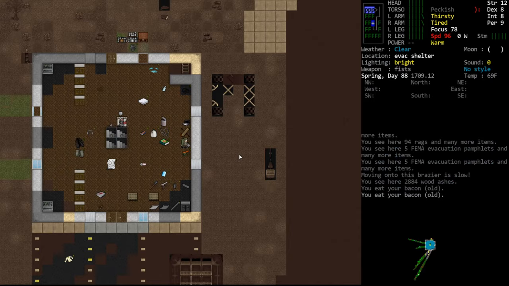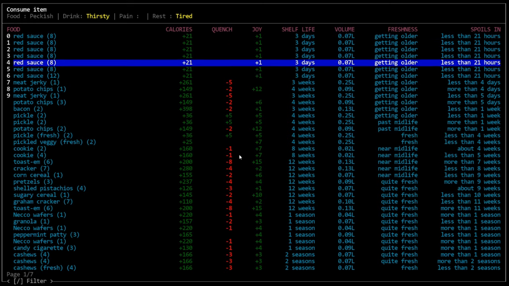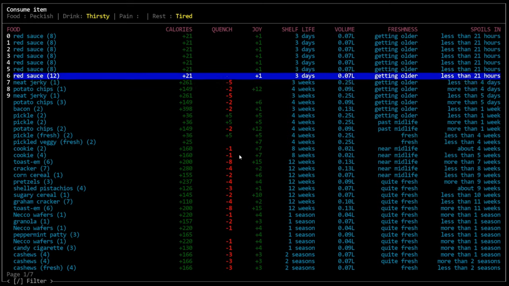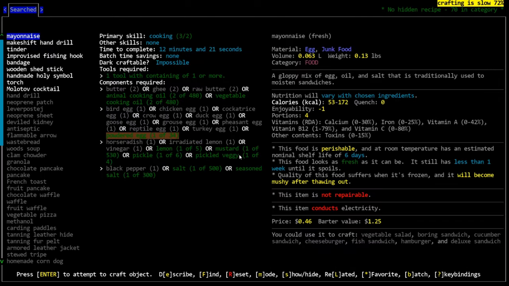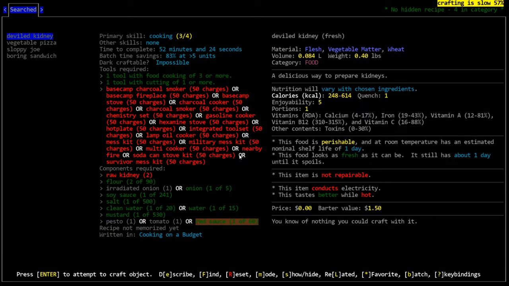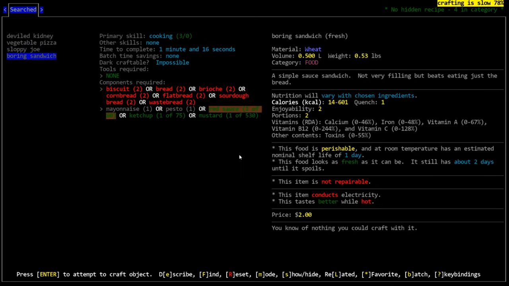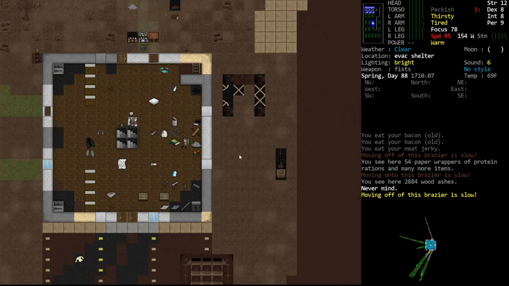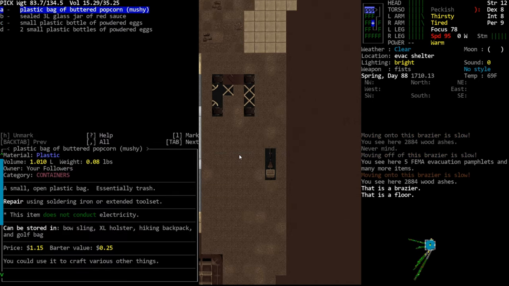Eat the bacon, eat the meat jerky, get a lot of these calories in us. We should be eating the perishable food, but what am I supposed to do with all this red sauce? I guess we could look. It's such a low calorie count that it's not that big of a deal. No, not red sauce. Deviled kidney. Sounds horrifying. Boring sandwich. No, we're not. So this red sauce, just get it out of here. I don't even want to look at it anymore.